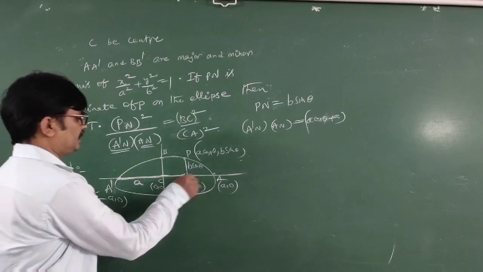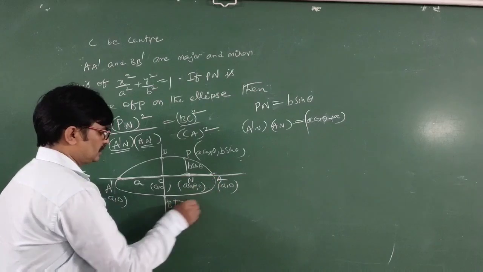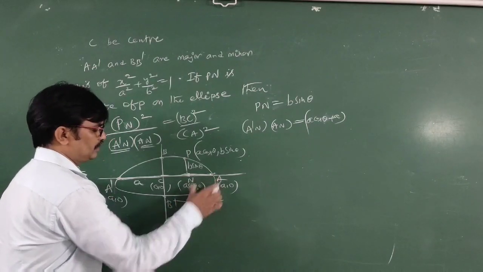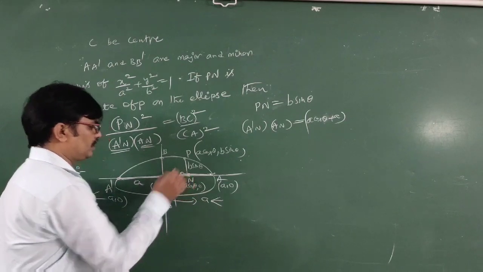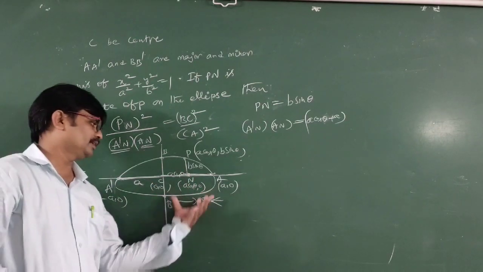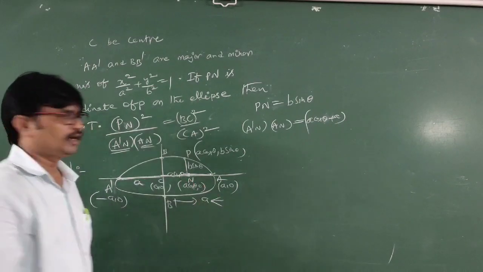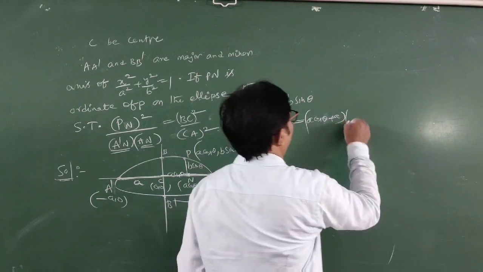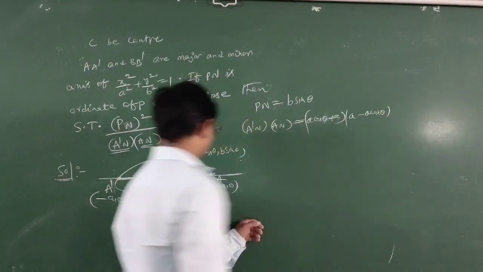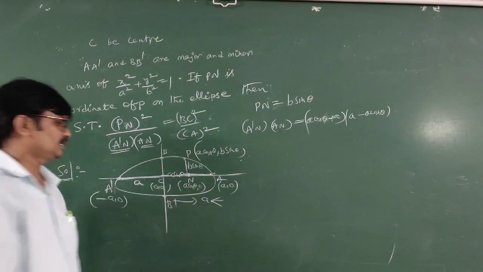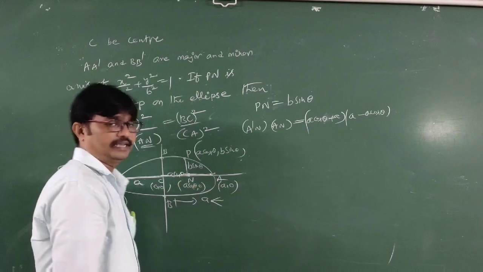So after that, An. How to write An? An is the length Ca, which is A, minus A cos theta. This is of length A cos theta. The total length is A minus A cos theta. That is An. So An is written as A minus A cos theta.